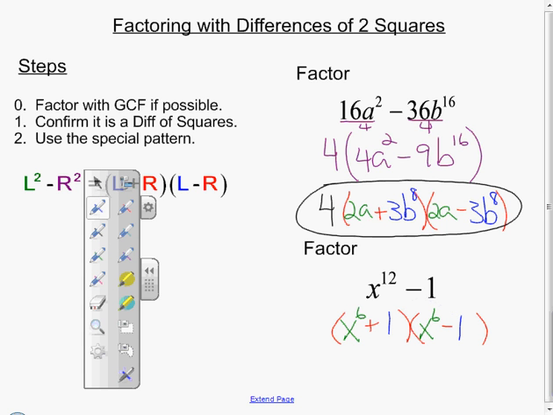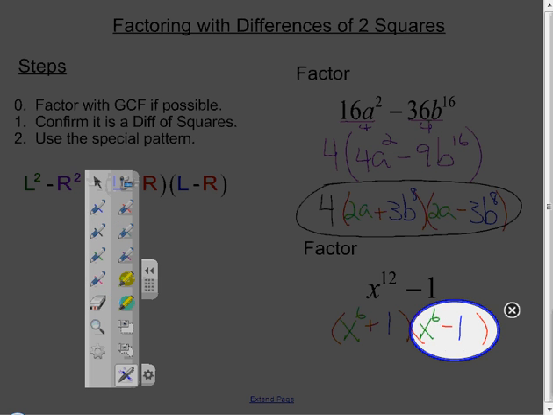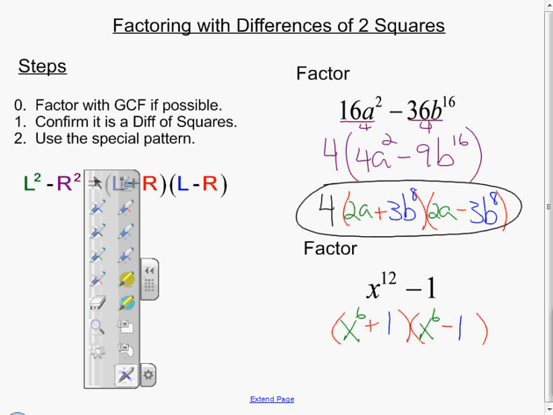Now, many people would think that you're done this problem because you've now factored it. But let's examine this second factor here for a moment. If we see this, we do see that it's two terms, it's a subtraction, the exponent is even, and 1 is a perfect square. Well, that means we could factor it again.